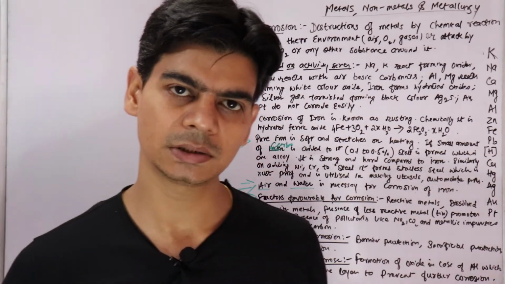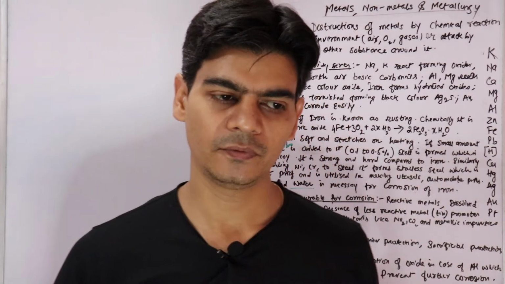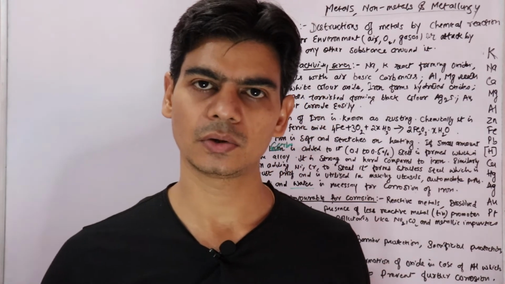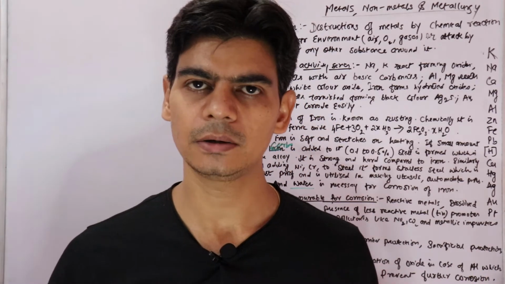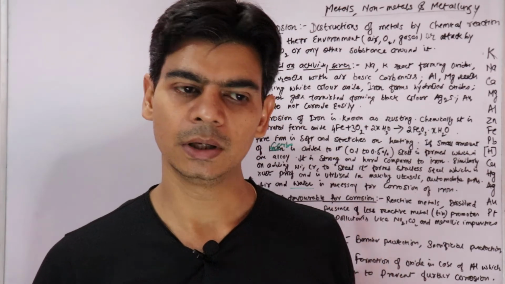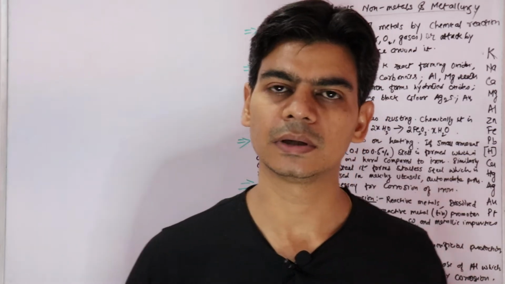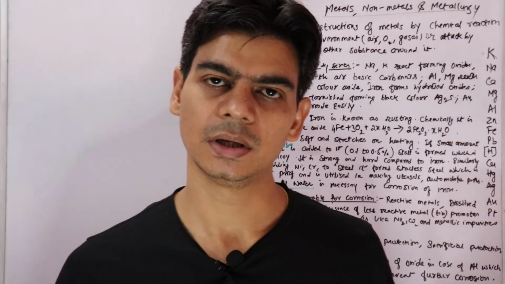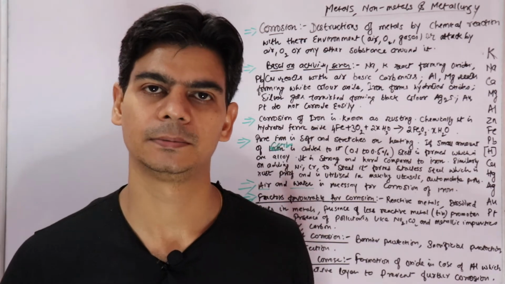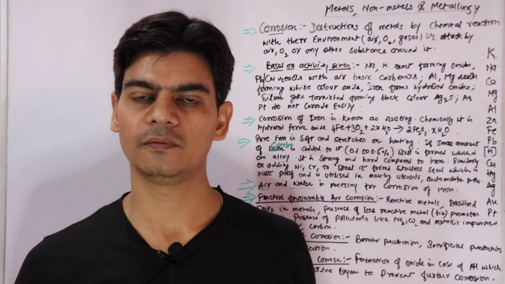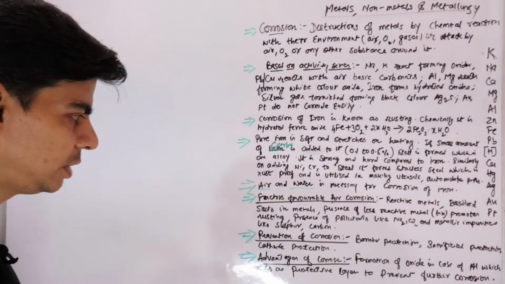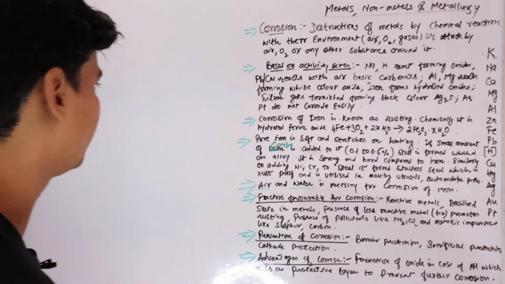Whereas if we coat a more reactive metal on iron, for example zinc, even if there is a scratch on this coating, since zinc is more reactive than iron, zinc will react preferentially compared to iron. This coating of zinc on iron is known as galvanization, and coating of tin on iron is known as tinning. We say that galvanization is always preferred over tinning. Why? Because galvanization will prevent rusting, whereas tinning may not prevent rusting.